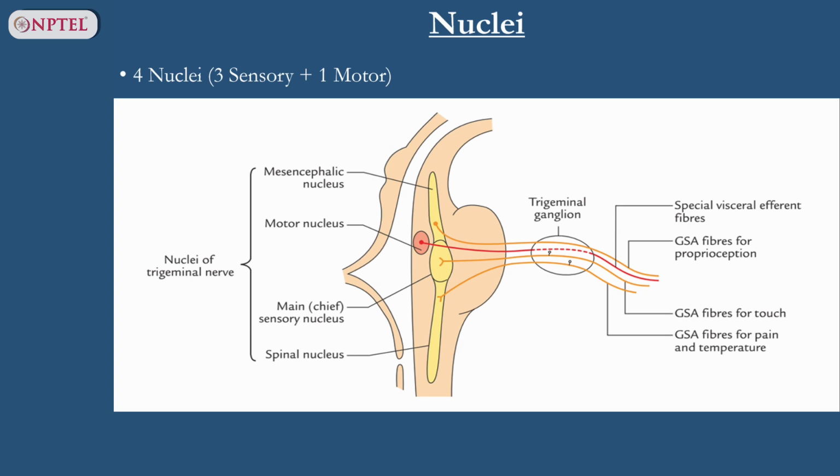The primary sensory nucleus receives general sensations like touch, vibration, pressure, etc. The spinal sensory nucleus receives pain and temperature, whereas the mesencephalic nucleus receives sensations related to proprioception. The single motor nucleus is located on both sides, again in the lateral part of the pons, but on the medial side of the primary sensory nucleus.